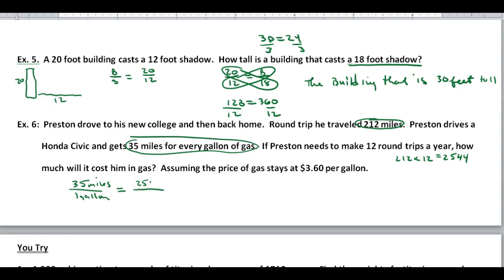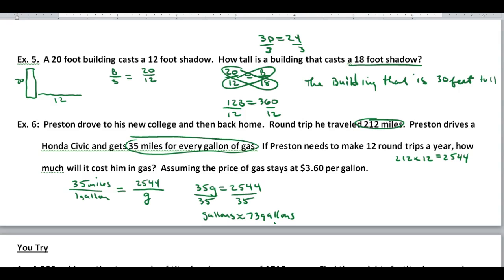So when we go to set up our ratio, 35 miles to 1 gallon equals, we need to drive 2,544 miles to, we don't know the number of gallons, G. So if we go to solve this, we would get 35G equals, cross multiply the other way, 2,544. Now I'm going to go ahead and divide by 35, and we would need approximately 73 gallons of gas.